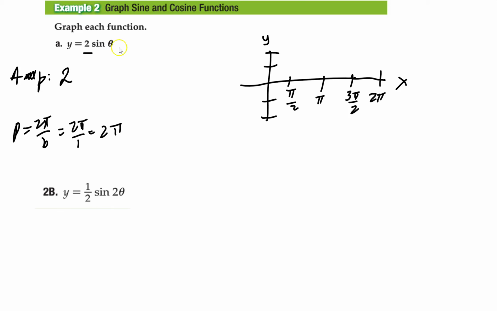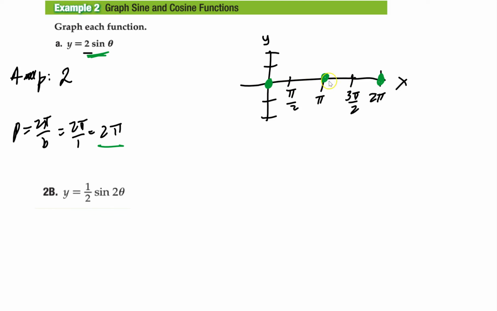Now doing sine. Remember, a basic sine graph should start at the middle. My period's 2 pi, so that's where I should end. Start at the middle, end at 2 pi, and that's your period. It takes you that long to finish. Sine has a halfway mark right here.